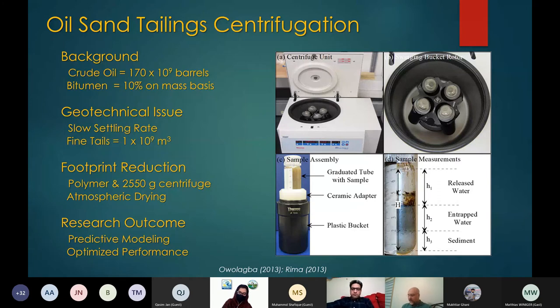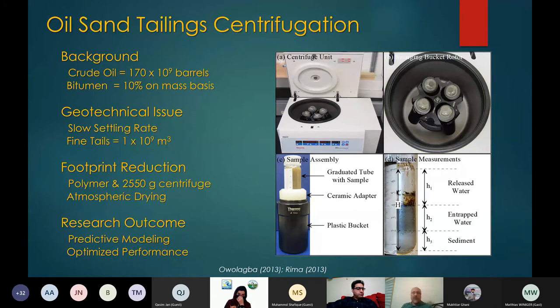John Ovulagba, who is now the general manager, I think, of the entire country, trying to lay out pipes, and Umme Salma Rima, who is doing a PhD now in the oil sand. And they conducted laboratory testing and numerical modeling. This work that I'm showing here is done by Rima.